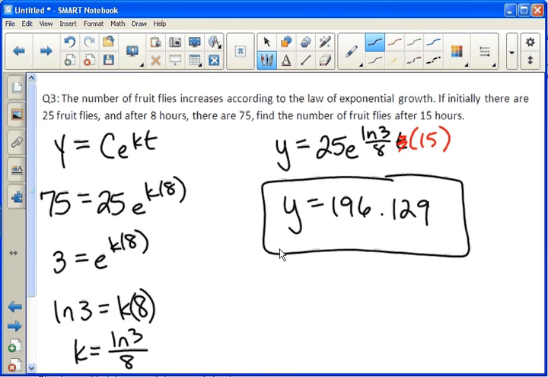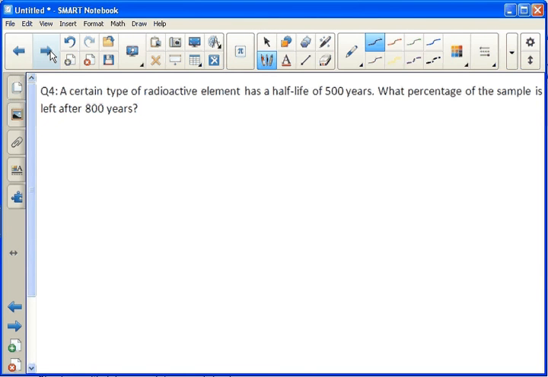A certain type of radioactive element has a half-life of 500 years. What percentage of the sample is left after 800 years? Okay, so we have y equals Ce^(kt). We know initially there's 100% of it, so I'm going to put 100 in for C. And it wants to know what percentage is left after 800 years.